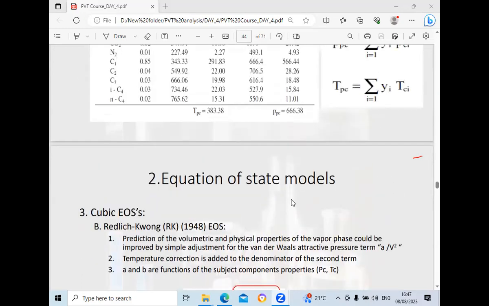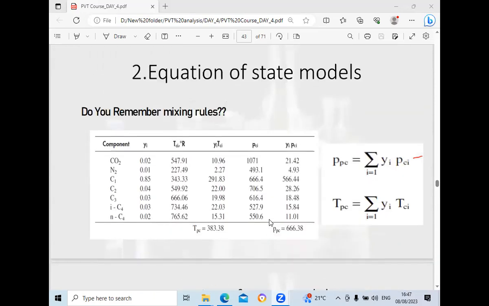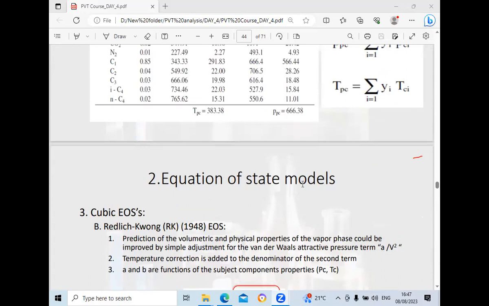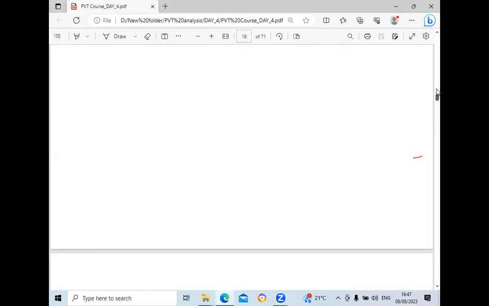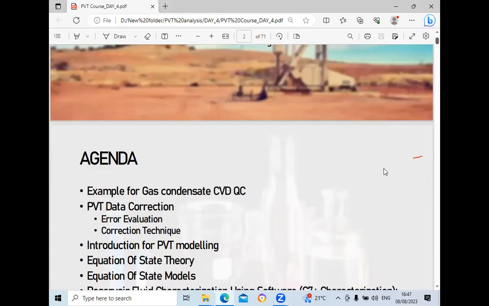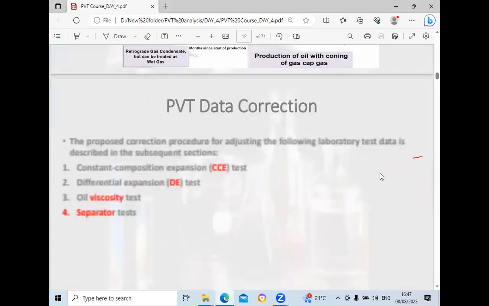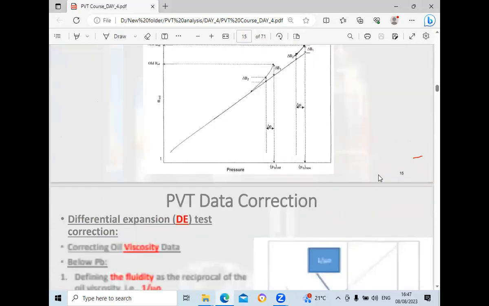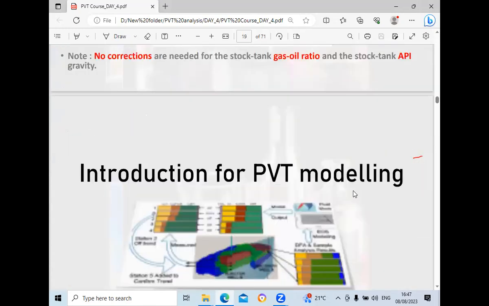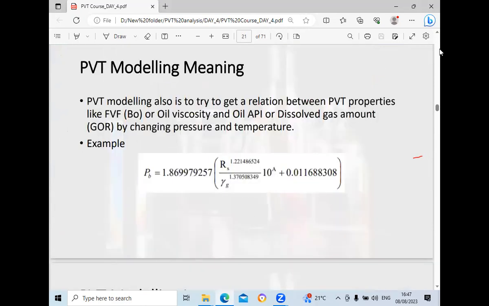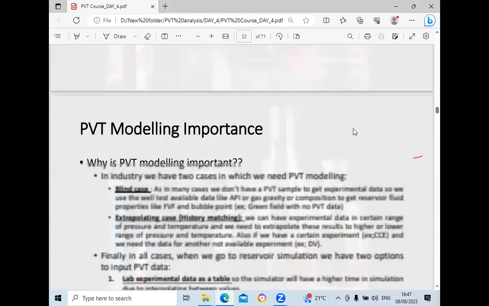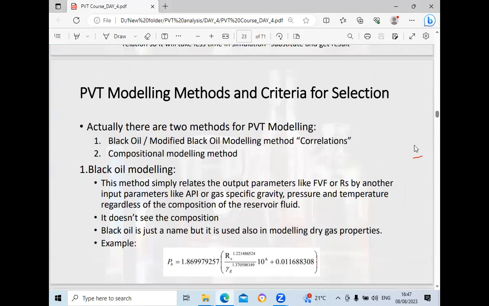All right, so we'll end there today so that you can digest the theory. I will send this PowerPoint, which is very long. I've concentrated only on the part of PVT modeling. So if you want to learn better, you can go through the PowerPoint.